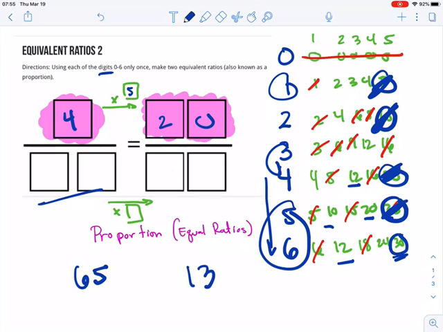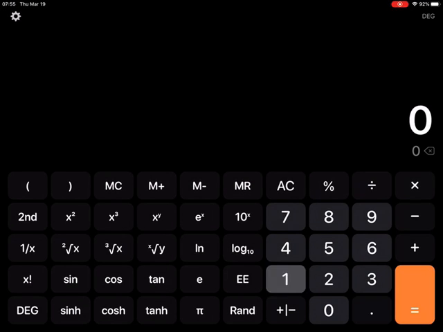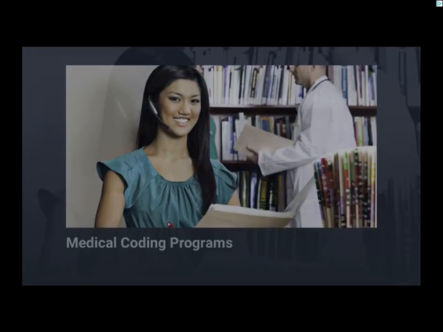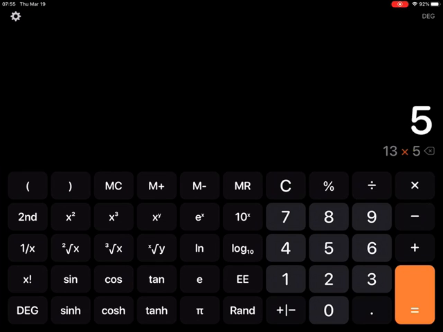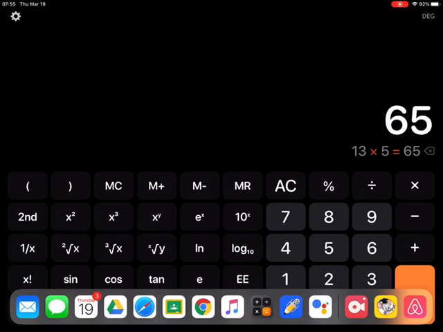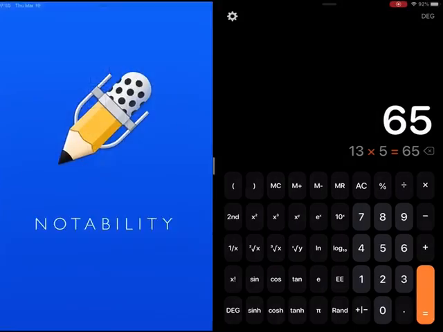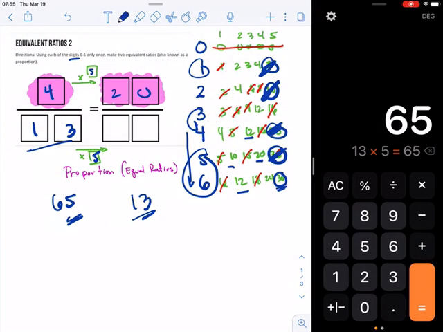Okay, so I have to make the small numbers into a big number, so I can't put 31. That's way too big. So let's try 13, the small number into a big number, times 5. Let's check. 13 times 5, I believe, is 65. Does that work? Sweet. Okay, so what you notice, I got one answer there.